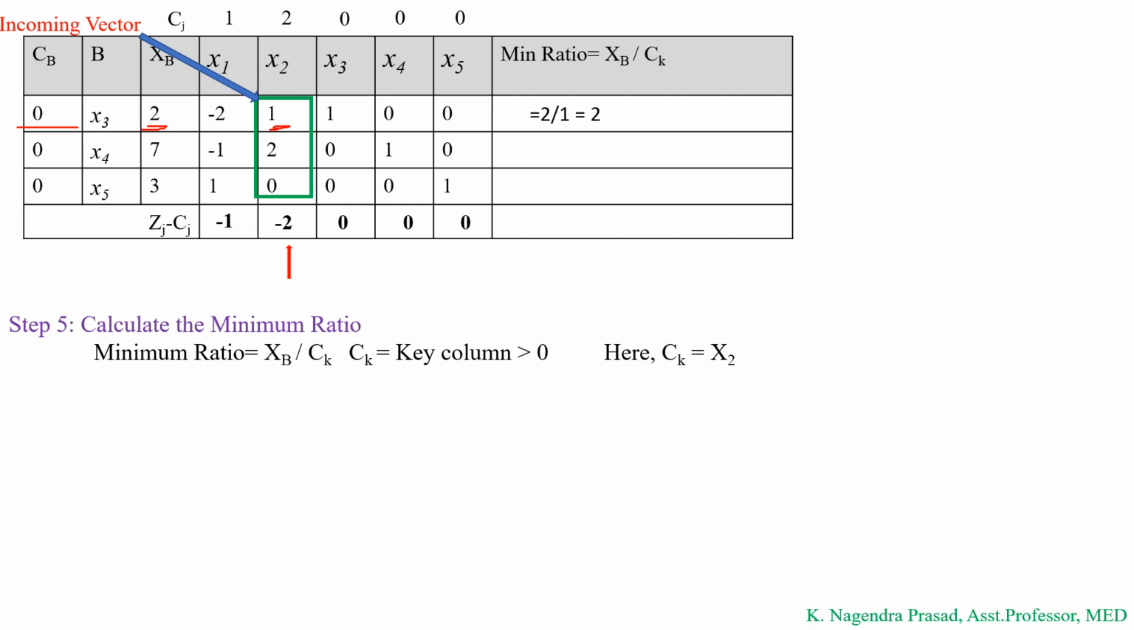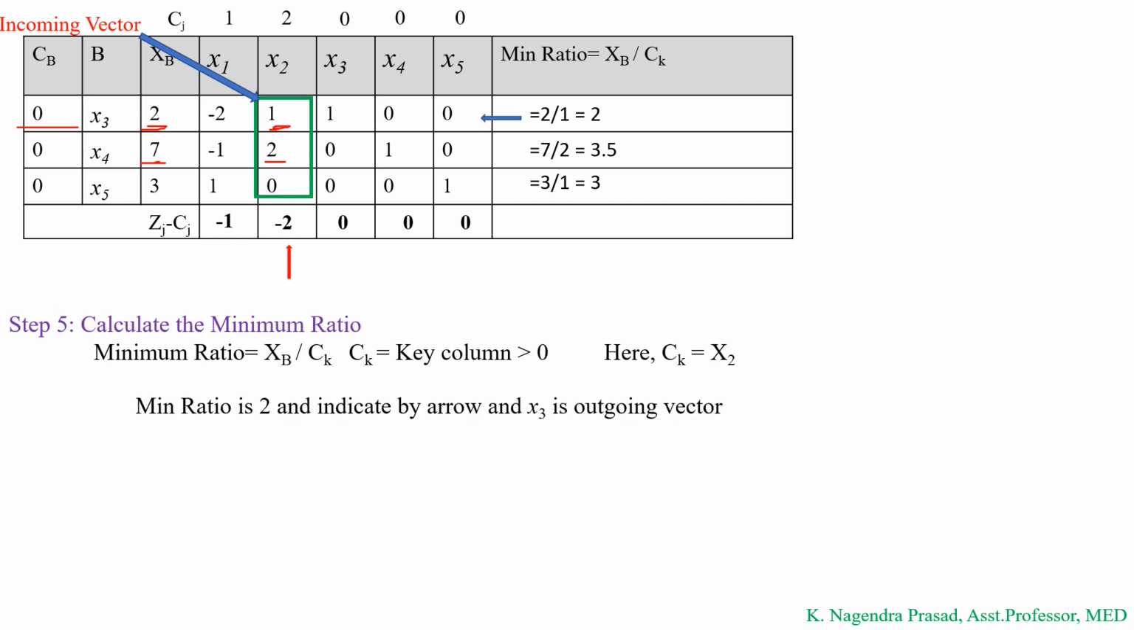2 by 1, its value is 2. Next for the x4 row, the second row, the xb value is 7 and the ck value is 2. 7 by 2 is 3.5. And next one is 3 divided by 1, which is 3. Among these values, the minimum value is 2. So the minimum ratio is 2, indicated by an arrow. Then x3 is called the outgoing vector, the key row. So the basic variable x3 leaves the basis.